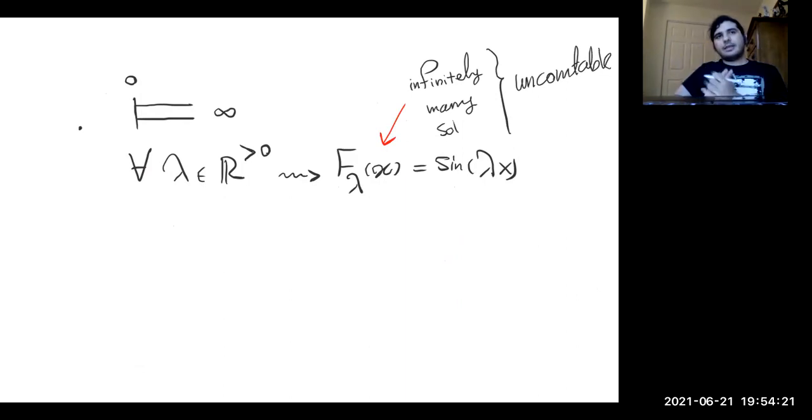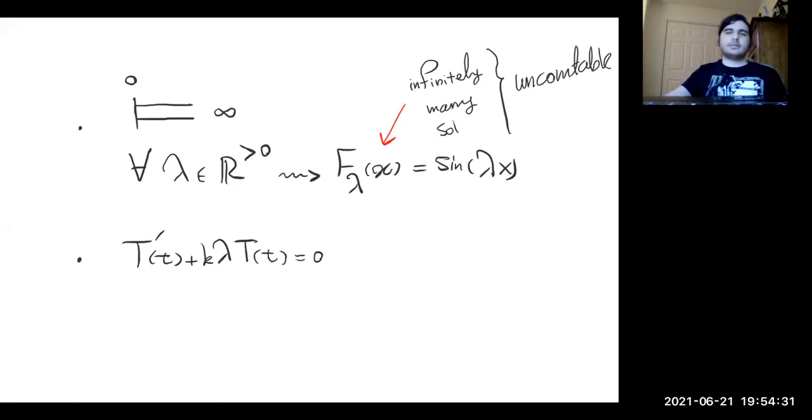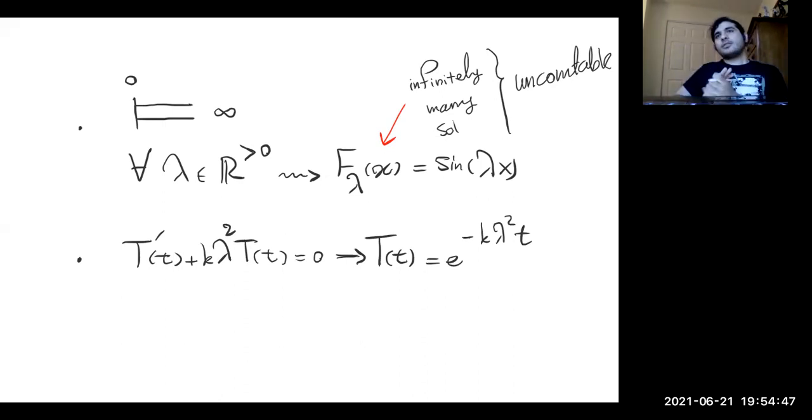Okay, have that. Now going back to t, the equation for t was t prime of t plus k lambda squared t of t is equal to 0. This one is pretty simple to solve. This is just by separation of variables. We have done this before. The solution is of the sort e to the minus k lambda squared t. Okay, so for any lambda, we get another solution of t.